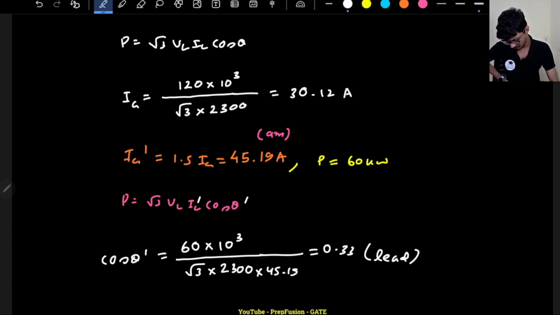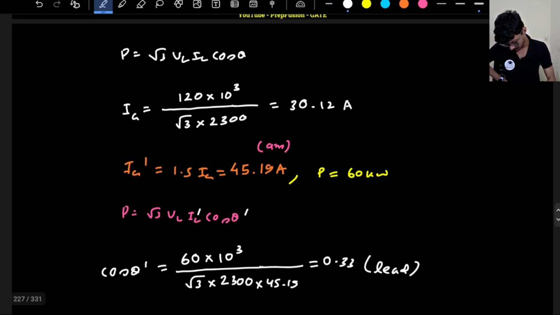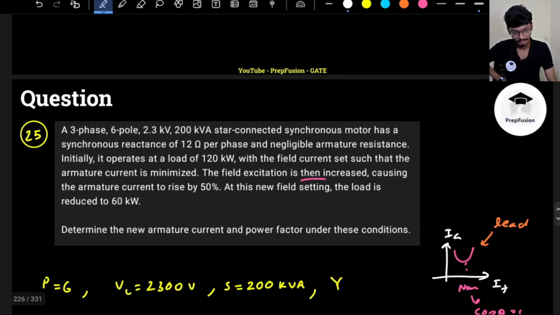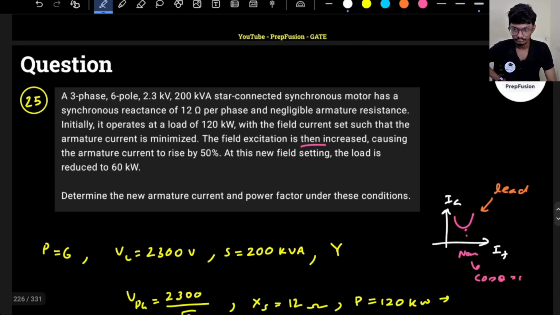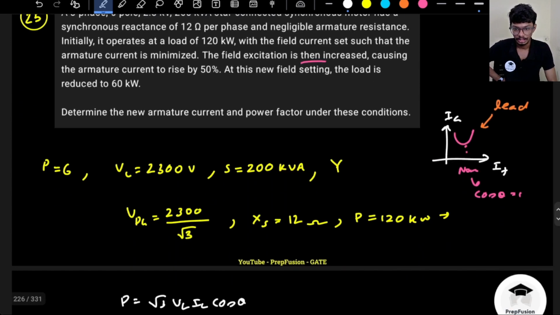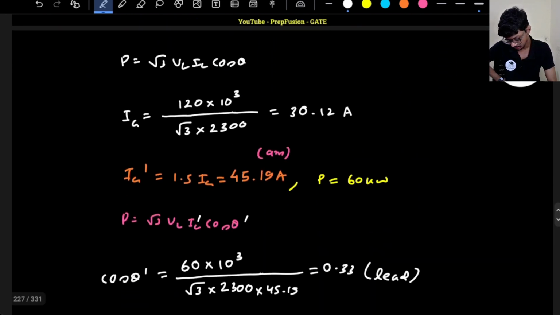Am I doing everything correctly over here? 2300, let me check it. Cos theta, root 3 VL cos phi, right? Power is 60. Yes. Because power has been reduced to 60 kilowatt. So it is correct. Power has been reduced to 60 kilowatt. Okay. So I hope it is clear.